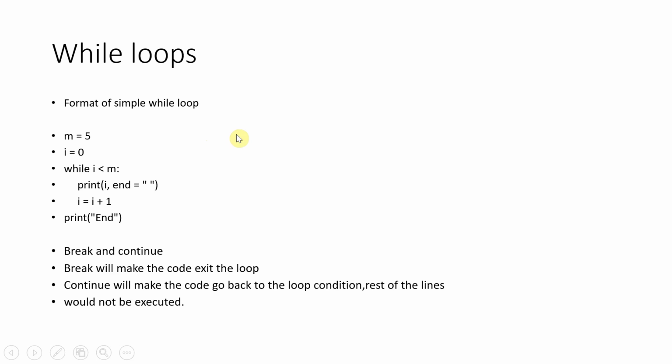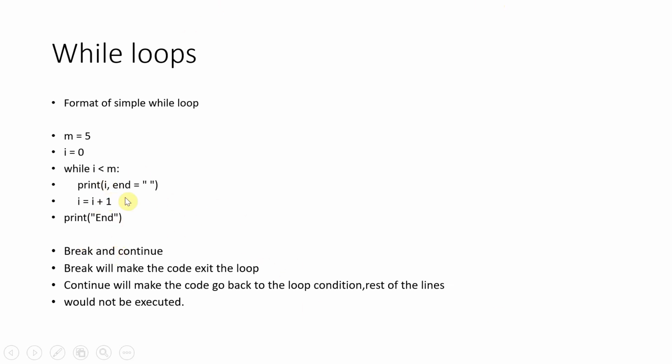Now the format of a simple while loop. How does a simple while loop work? Basically, you'll have to initialize and give a condition. Now let's say i is less than m, and you want to print the value i. So this is going to keep incrementing: 0, 1, 2, 3, 4. Once it reaches 4, it is going to stop.